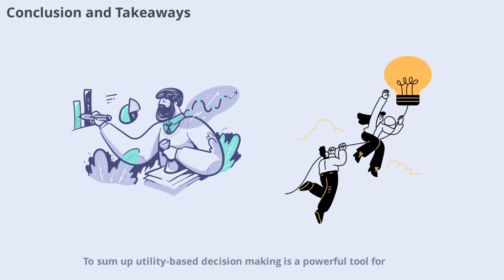To sum up, utility-based decision-making is a powerful tool for understanding and improving choices in all areas of life. By assigning value to outcomes and considering probabilities, you can make more rational, satisfying decisions. Whether you're choosing what to eat, where to work, or how to invest, utility theory offers a structured approach to decision-making. Keep these principles in mind as you navigate your own choices, and you'll be well equipped to make decisions that truly benefit you.